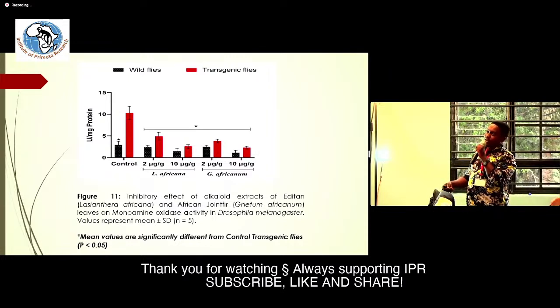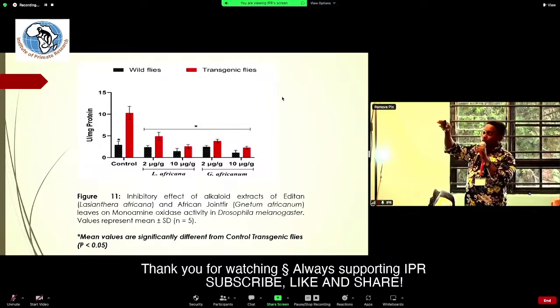And this can, of course, be used to explain why this set of flies had a very poor locomotor performance, because it has been shown that monoamine oxidase is an enzyme that catalyzes the breakdown of some dopaminergic neurotransmitters, for example dopamine. And of course, dopamine has been shown to be implicated in the regulation of motor function. So the reason why this set of flies had a very poor locomotor performance could be due to the fact that they have an increased monoamine oxidase activity.